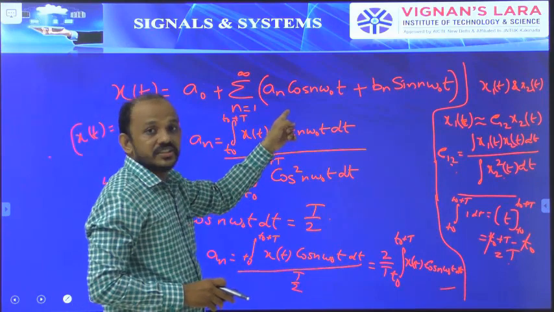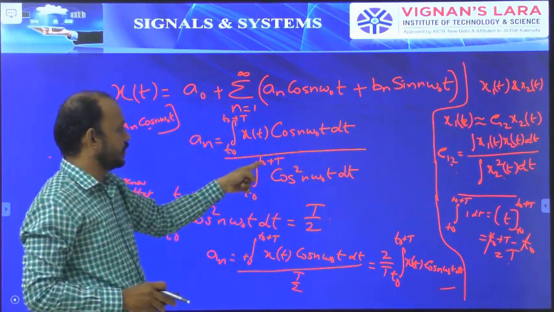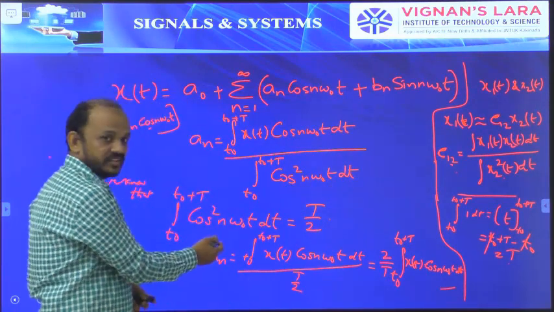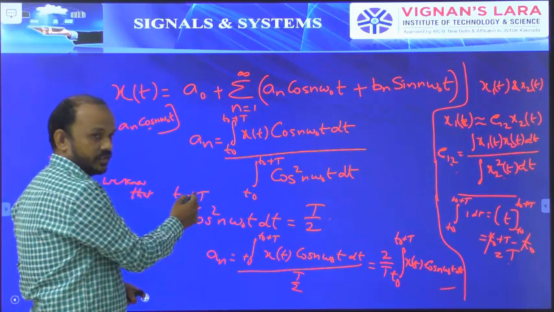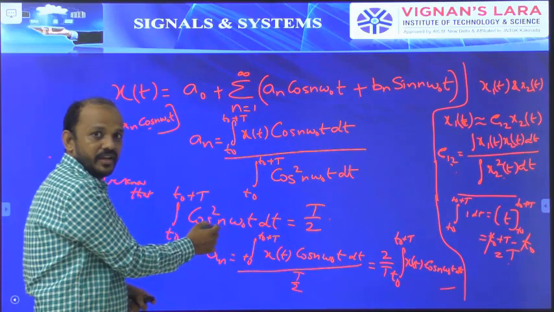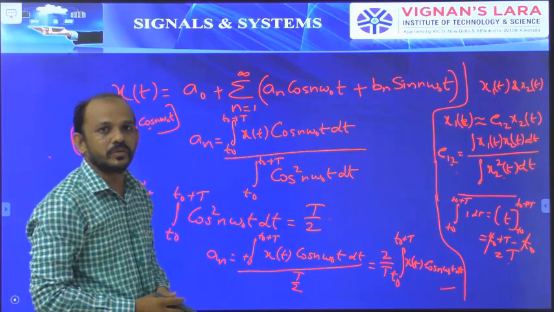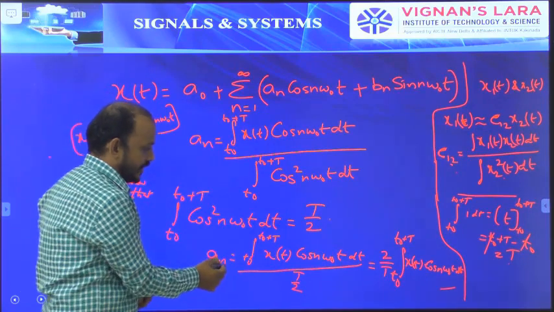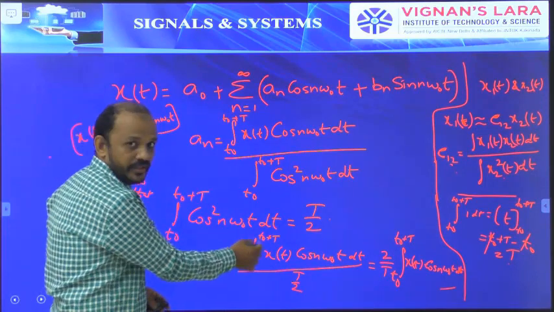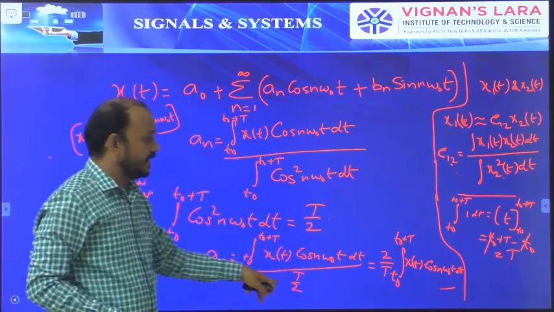times sin n omega naught t dt, because here we have sin n omega naught t, divided by the integral from t naught to t naught plus T of sin square n omega naught t dt. Because here we get sin square n omega naught t dt, and that value is equal to T by 2. So finally we get bn equal to the integral from t naught to t naught plus T of x(t) sin n omega naught t dt divided by T by 2.